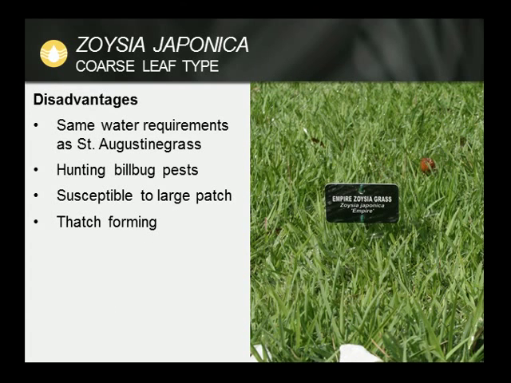Disadvantages of ZOYSIA grass. ZOYSIA grass is often thought to require less water than St. Augustine grass, but this is not true. Both need about the same amount of water. Its main insect pest is the hunting billbug. ZOYSIA grasses are susceptible to the disease called large patch, and fungicides may be required for management. Because of its slow growth, thatch can build up. Watch the nitrogen. Unlike many ZOYSIA cultivars, there are few reports of nematode damage in the cultivar Empire.